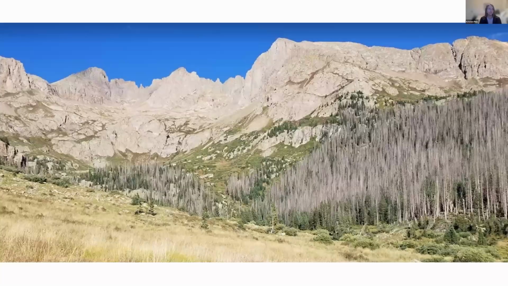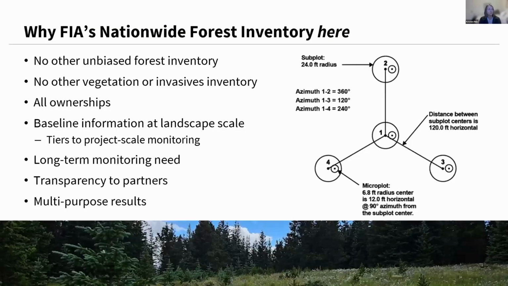So just to give you a sense of how awesome this landscape is, this is part of the San Juan National Forest. You can also see some of the major mortality in the spruce here in the high elevations. Just wanted to give you a sense of where we were talking about. So why does FIA's NFI make sense here?